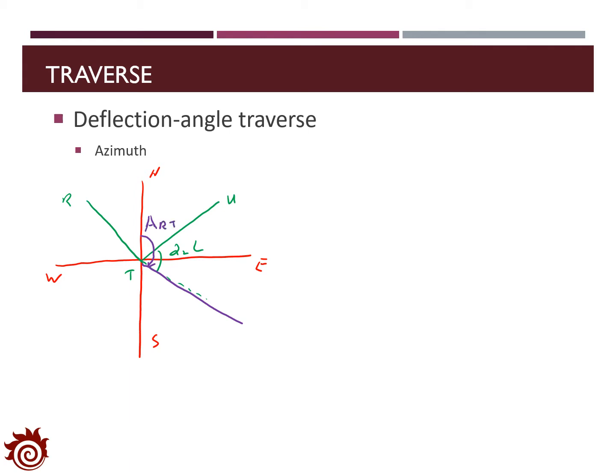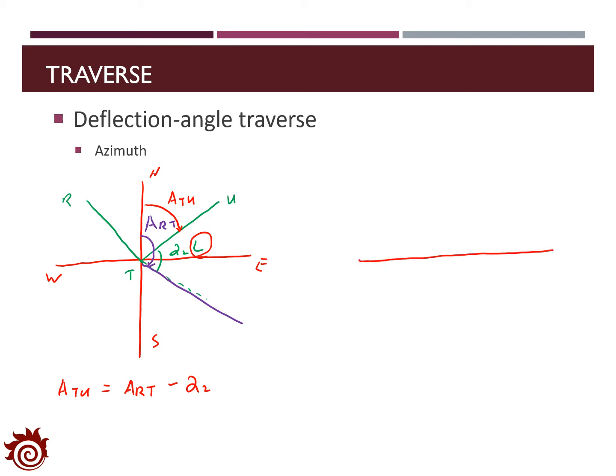With that, we can find out the azimuth of TU. In the figure, that will be the line from the north to the line TU. So we can see that the azimuth of TU will be the azimuth of RT minus alpha 2. And this is just for the deflection angle to the left. Or we can also consider another example for the deflection angle to the right.